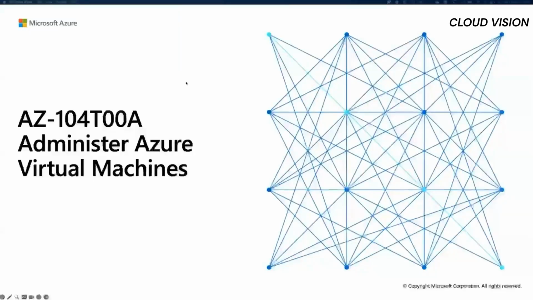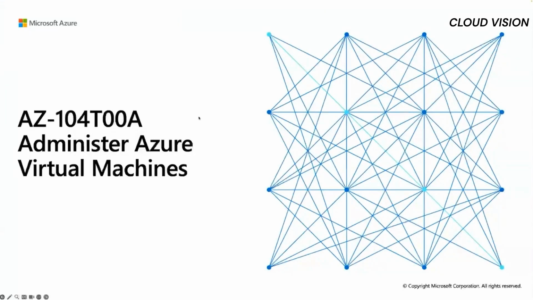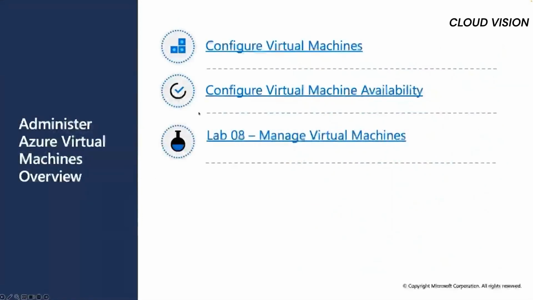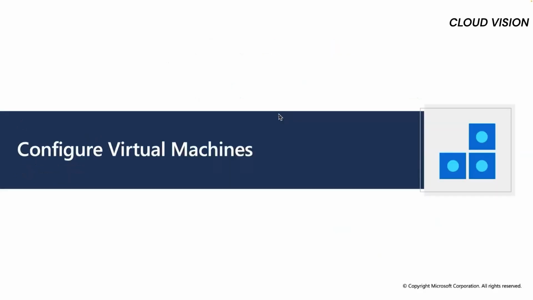Next topic is administer Azure Virtual Machine. Within this, we're going to learn about how we can configure or create virtual machines and its availability. So how we can make it highly available, how we can increase standard SLA to higher number. And we will do a lab or demonstration.